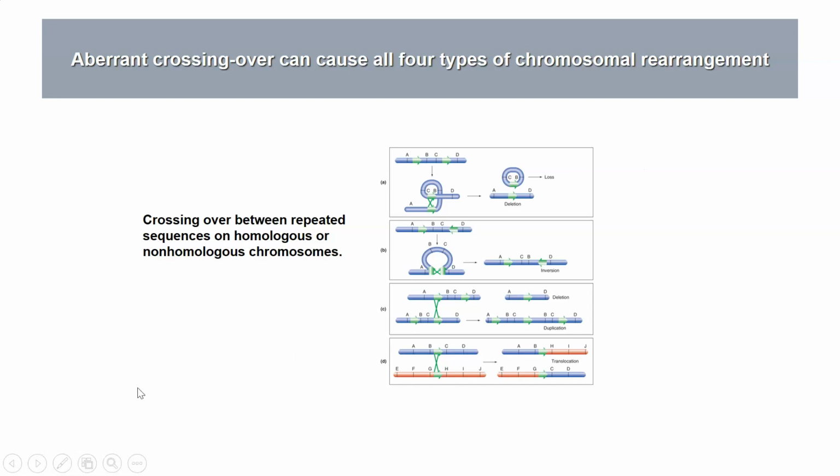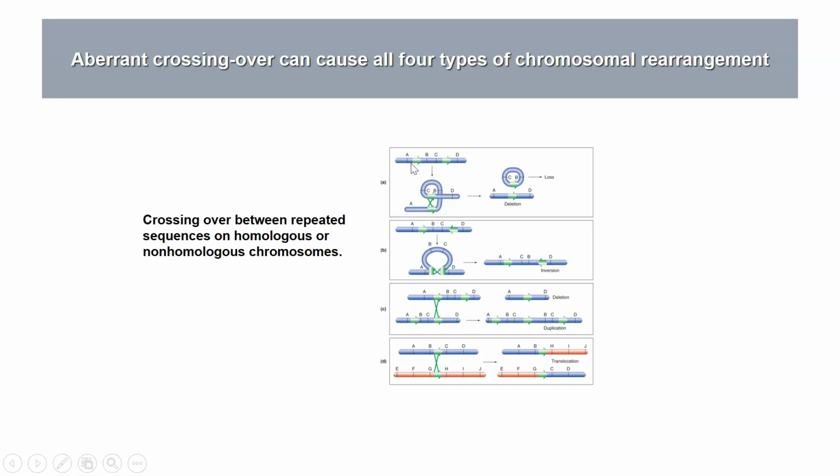The other mechanism is if there's aberrant crossing over within a chromosome or between different chromosomes. And aberrant crossing over is abnormal or unusual crossing over. Usually crossing over occurs between homologous chromosomes such that they swap equal chromosome segments. However, occasionally what can happen is this.